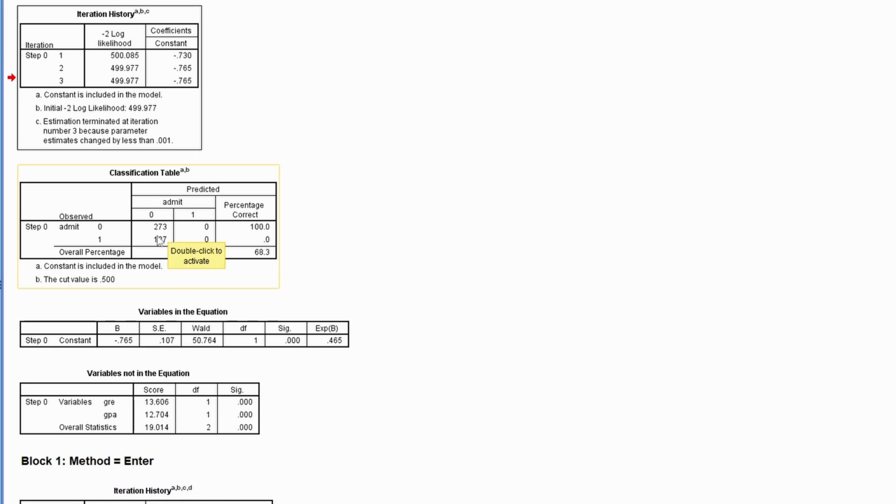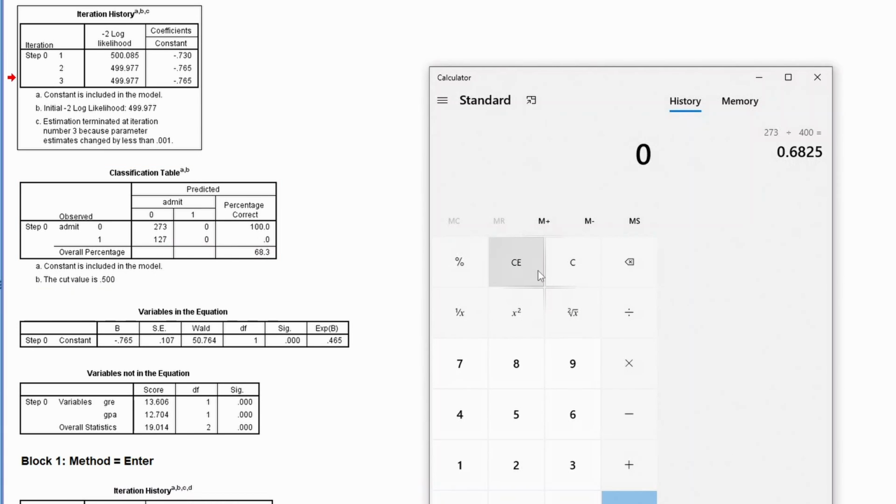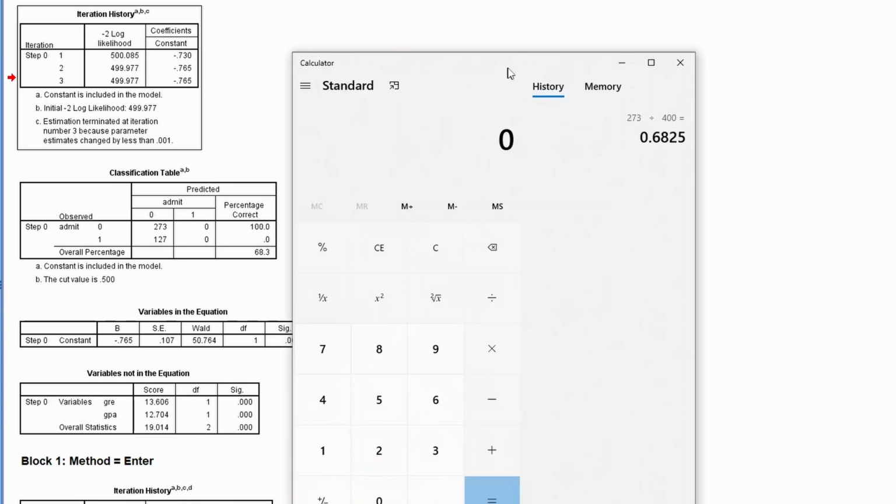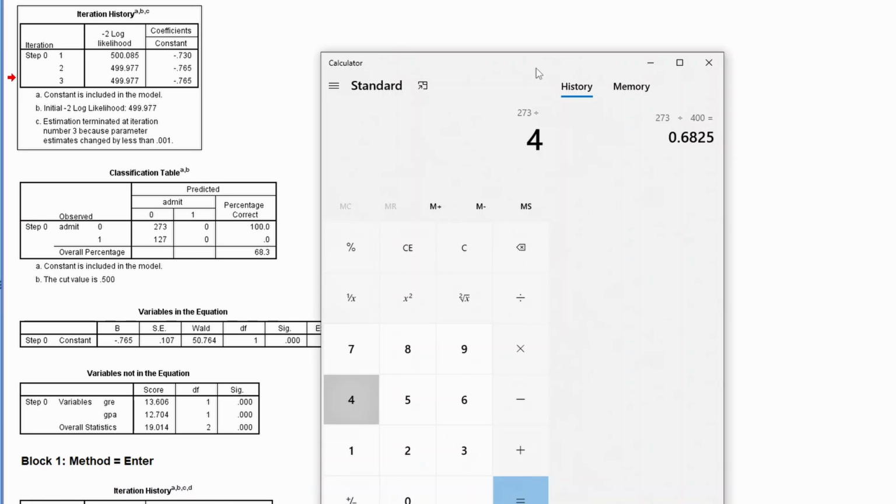This is the classification table. It predicts that all the participants are not admitted. For the observations, we know that in reality, there are 273 people not admitted, but 127 got admitted. Since it predicts that all the people are not admitted, the correct rate is 273 out of 400 in total. We can do the calculation: 273 divided by 400 is 68.3. So that's where this number came from. It basically put all the observations into one category, which is not admitted, and then checked the percentage of correctness.